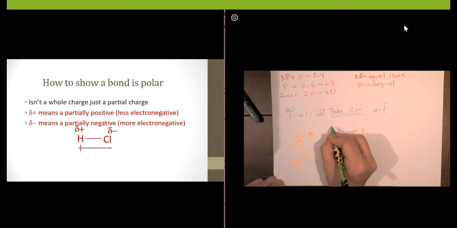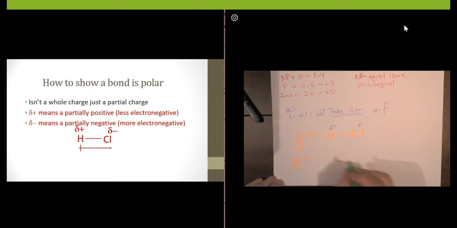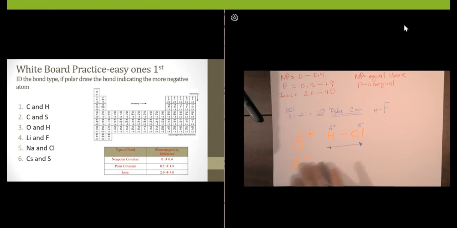There's two ways that you can draw this. You can draw this little symbol with the plus and the minus over here. Or you can draw an arrow. The arrow always points to the more negative side. And then you add this little plus to show that this is the plus side. So you can show it either way. I like the arrows because I feel like it's faster and easier. And like I said before, the chlorine is pulling harder on the electrons, and the electrons just spend more time near the chlorine. That's it. Let's practice these.